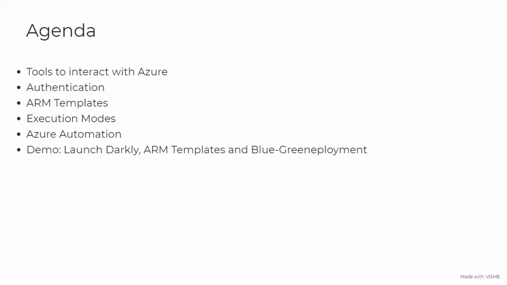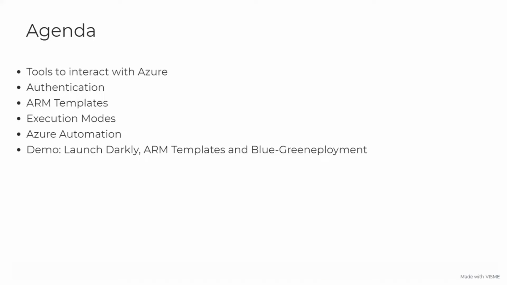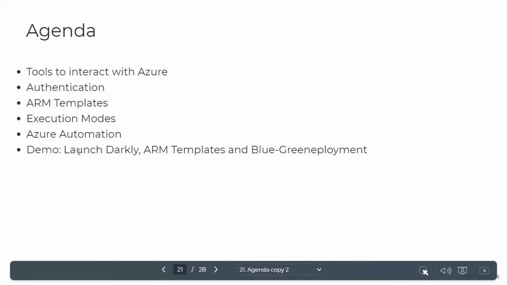Then one of the services, Azure Automation, for automating the runbook or the script. From Azure itself they are providing this feature. We are going to see how we can create the account, how we can put our PowerShell script there, and how we can run this script on a schedule or on demand. And apart from that, the last one, the demo, like yesterday's LaunchDarkly tool overview, the blue-green deployment, and ARM templates. Those demos we are going to see.